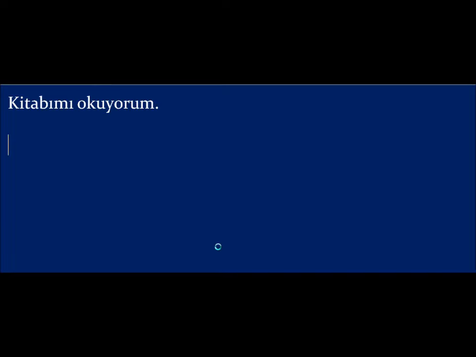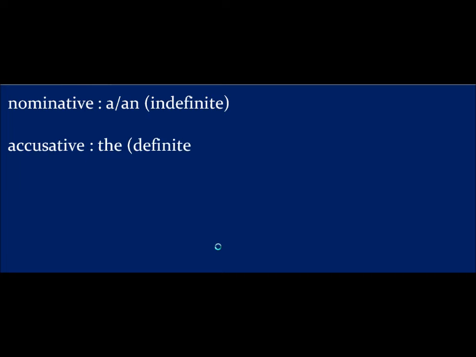But if you're reading any book, then you can say kitap okuyorum. I'm reading a book. I'm reading book. Okay? Even in English, you can say book. We don't know which book it is. So, kitap okuyorum or bir kitap okuyorum. So that's it. Nominative means a or an, indefinite. And accusative means the, definite.